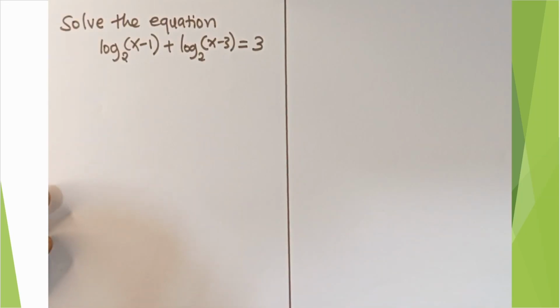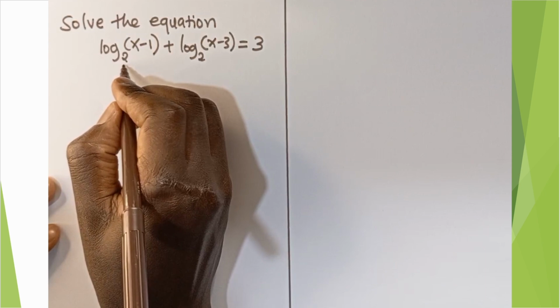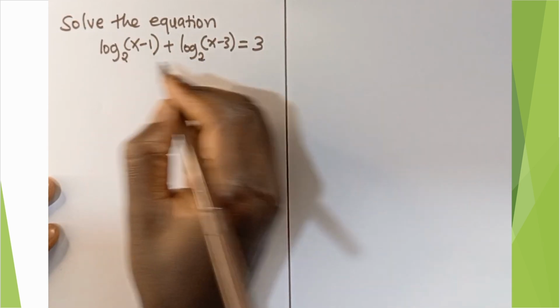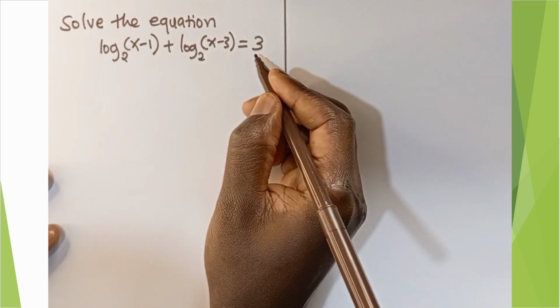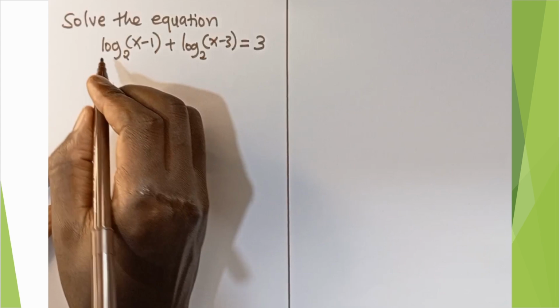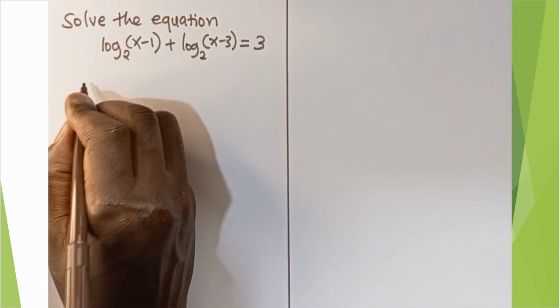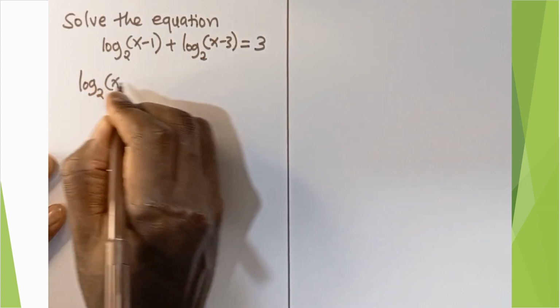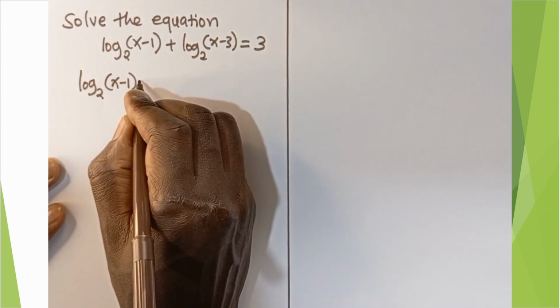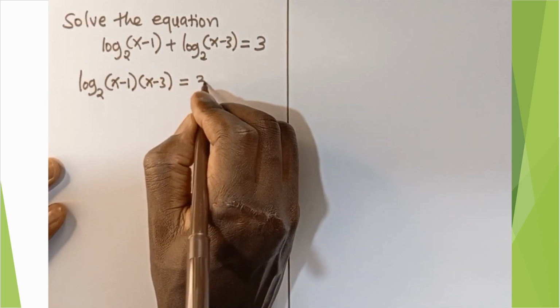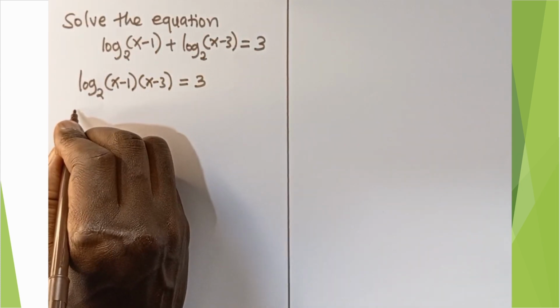To solve such an equation, we focus on the base. So we have base 2, and then 3. When you have an operator plus, you obey the law of logarithm. So we say we shall have log base 2 of (x minus 1) into (x minus 3) is equal to 3. So we multiply the arguments.